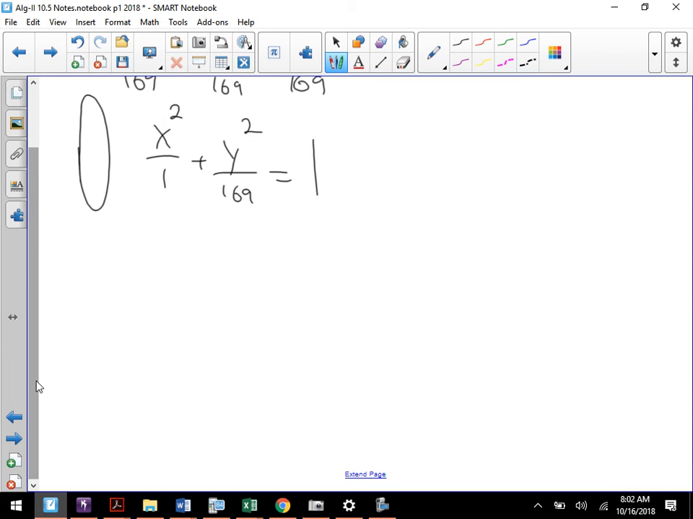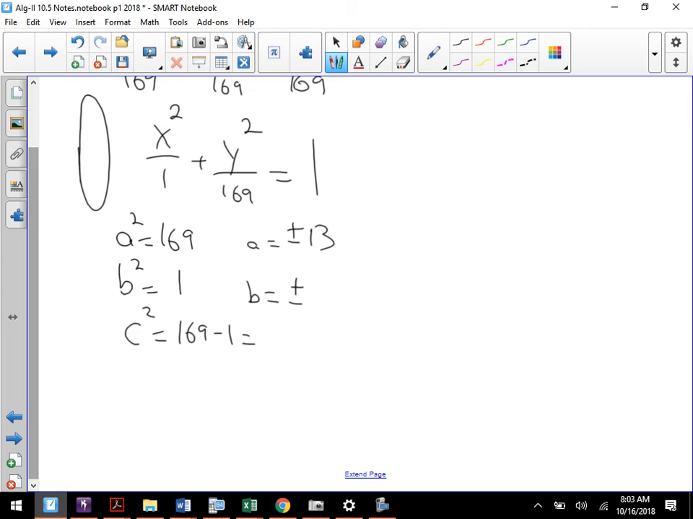Then we start listing our parts. A squared, 169. B squared, 1. C squared is going to be 169 subtract 1. So what's your value then of A? 13. So we write it as your A value is going to be plus or minus 13. B plus or minus 1. C plus or minus the square root of 168.